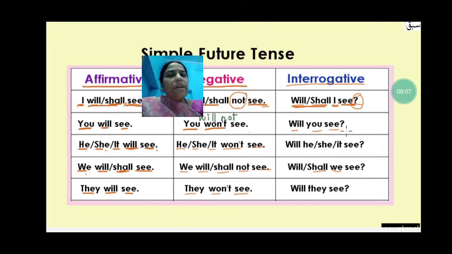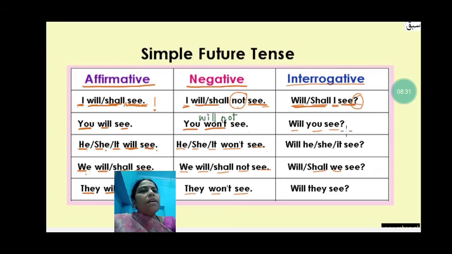Now, we will see or we shall see. We will not see or we shall not see. Means won't also you can use over there. We won't see or we shan't see. Then will we see or shall we see, most often. Now, they will see, they won't see, will they see.